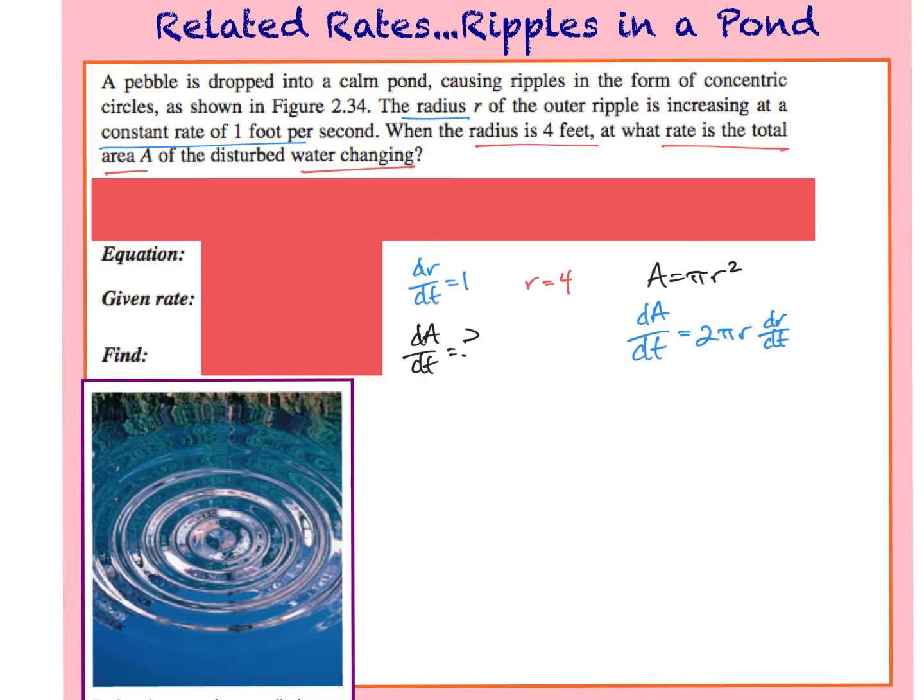All right. Now let's substitute in. So I need dA dt at my radius equals 4. So now I have 2 pi. What's my radius? 4. How fast is my radius changing? What's my dr dt? 1. So I end up with 8 pi. Now, I want to talk about units real quick. I don't usually talk about units, but I'm going to talk about it real quick. On this one, my area is changing. So what would be my units? Feet, what? Squared per second. All right, it'd be feet squared per second.